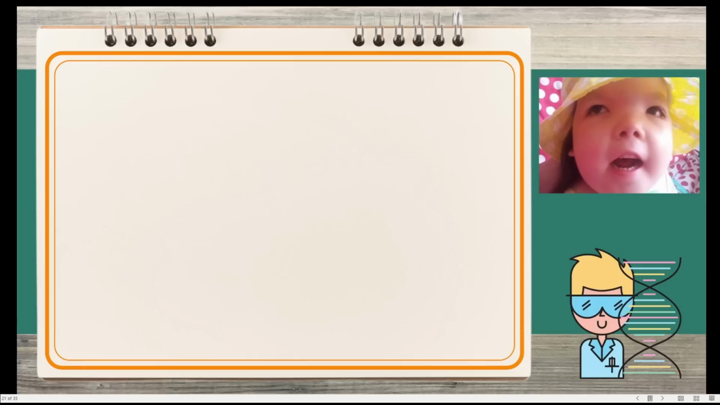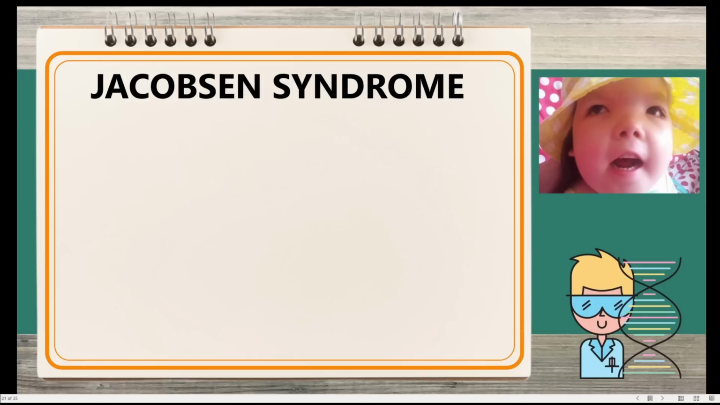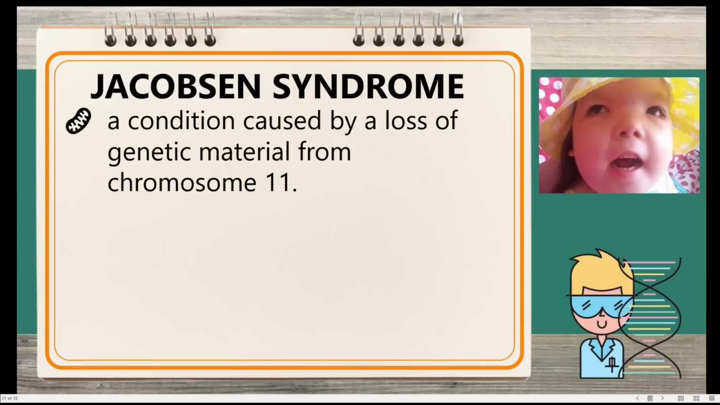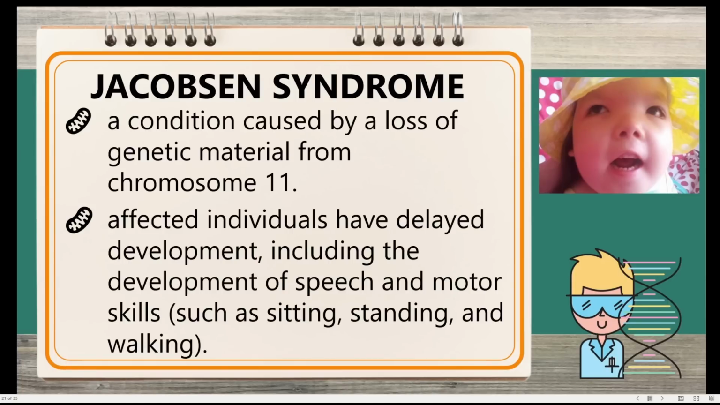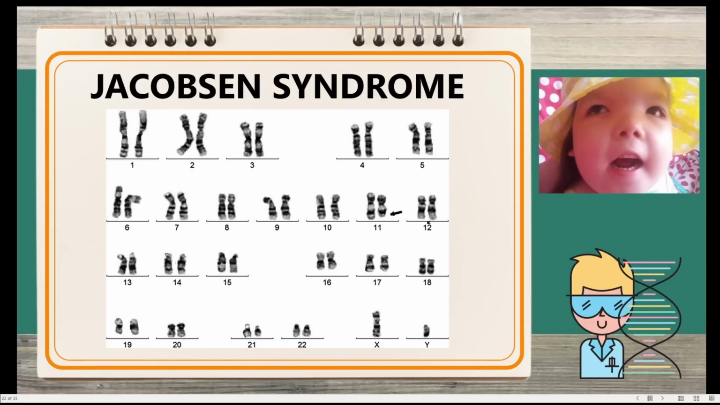Next, we have Jacobsen syndrome. So, for Jacobsen syndrome, hawig siya sa Cri du chat syndrome. This time, may nabawas sa chromosome number 11. Children with Jacobsen syndrome have delayed development, including their speech and motor skills. So, yeah, this is an example of a karyotype of an individual with Jacobsen syndrome.